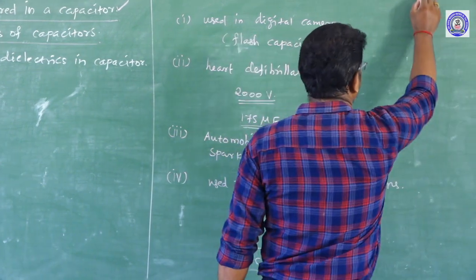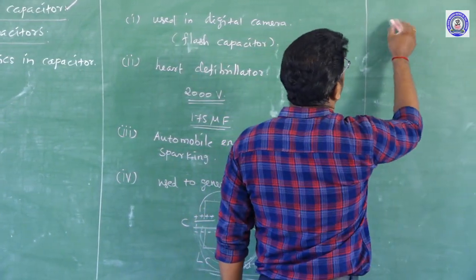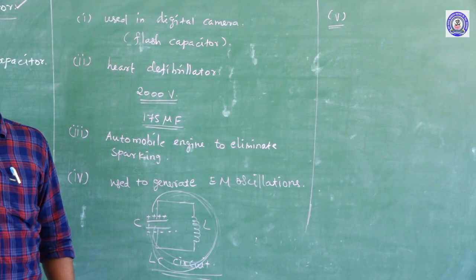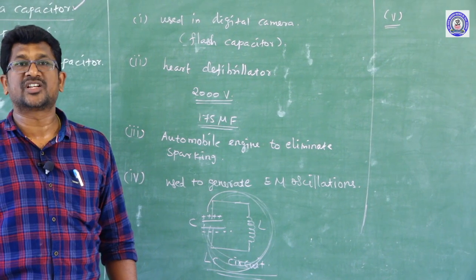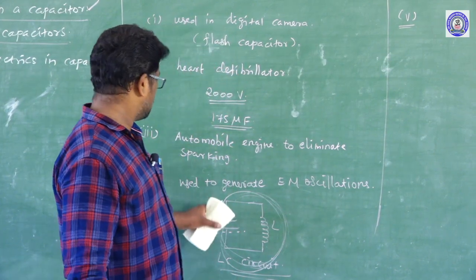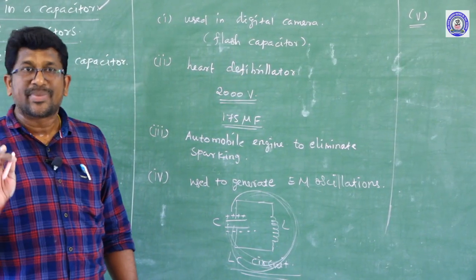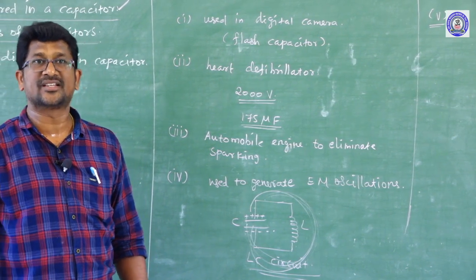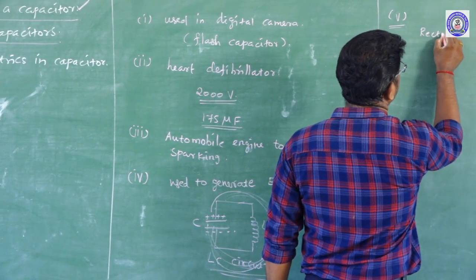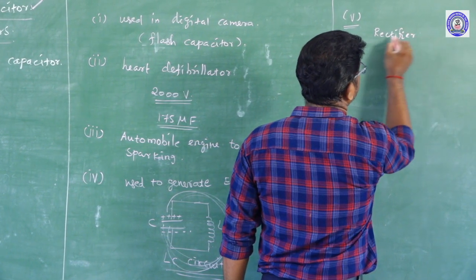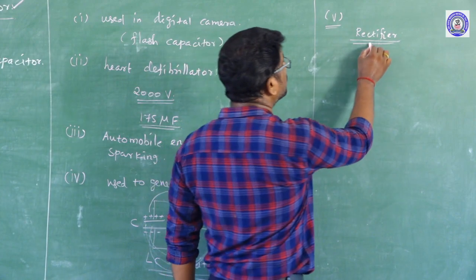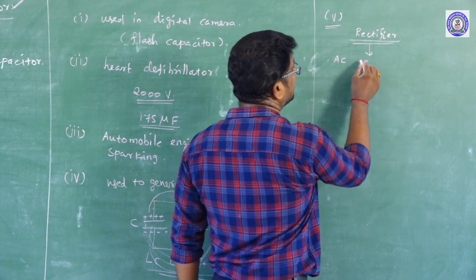And now the last one, the capacitor is used to reduce voltage fluctuations or power fluctuations in power supply. As I already told, most parallel plate capacitors are used in electronic circuits. One of the important electronic circuits is the rectifier. The rectifier is used to convert AC to DC.